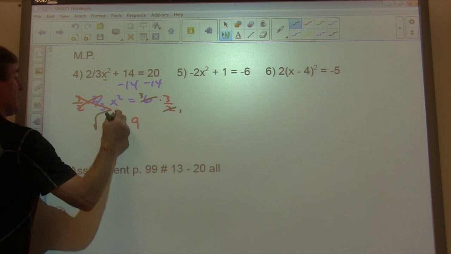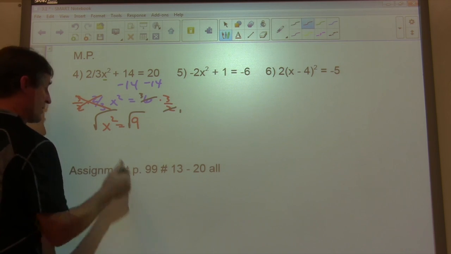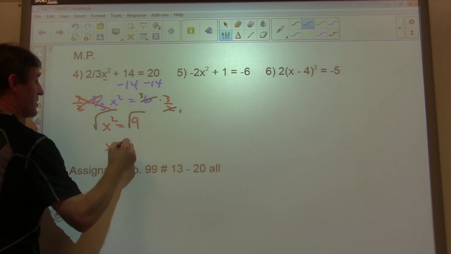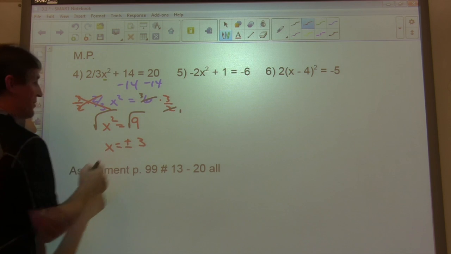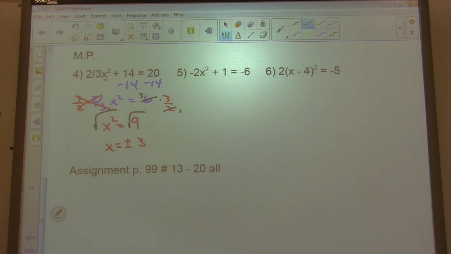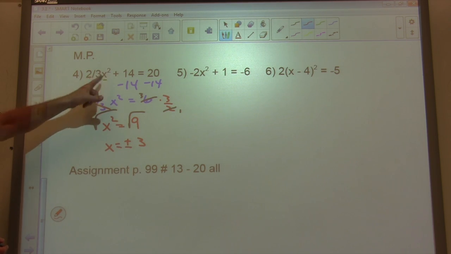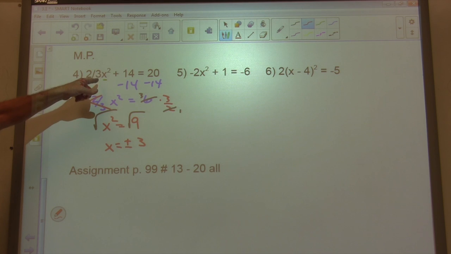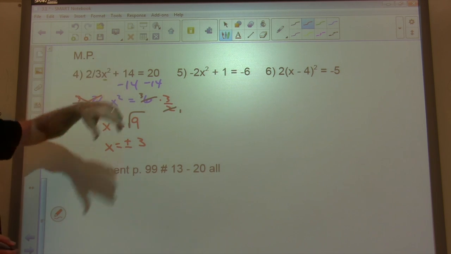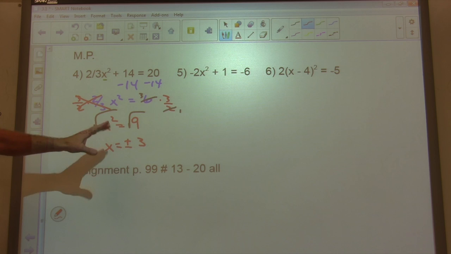Take the square root of both sides. So x equals plus or minus 3. Alright? Again, the nice thing is you can check these. You can plug it in. 3 squared is 9. 2/3 times 9 would be 6. 6 plus 14 is 20. And if you did a -3, and -3 squared would still give you 9, so it checks.